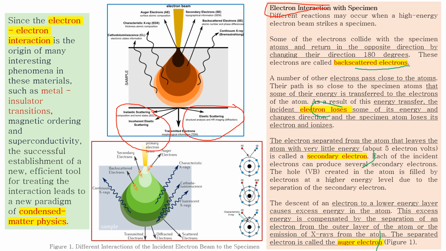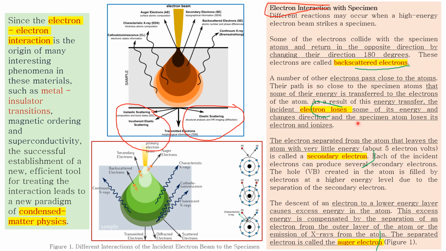Backscattered electrons are electrons that return in the opposite direction, changing direction by 180 degrees, which means it is a backscattered electron. It is returning back, coming back in the opposite direction, in the direction of 180 degrees. Right. In addition, what does electron loss mean?